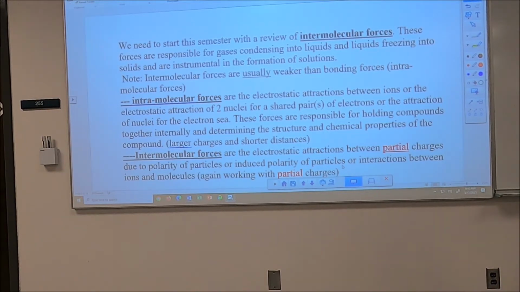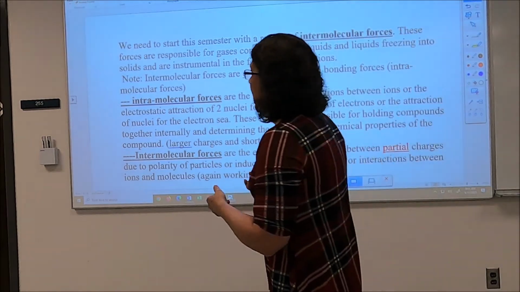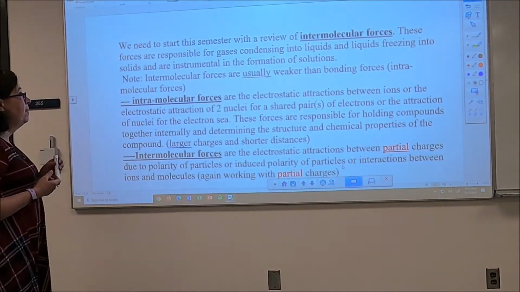Remember, intermolecular forces are the electrostatic attractions between ions, between molecules that have partial charges because of the polarity of the molecule, the interactions between molecules and ions, and the interactions between non-bonding atoms, like a neon atom for a neon atom. The intermolecular forces are responsible for gases condensing into liquids, liquids freezing into solids, and they're instrumental in how substances mix.